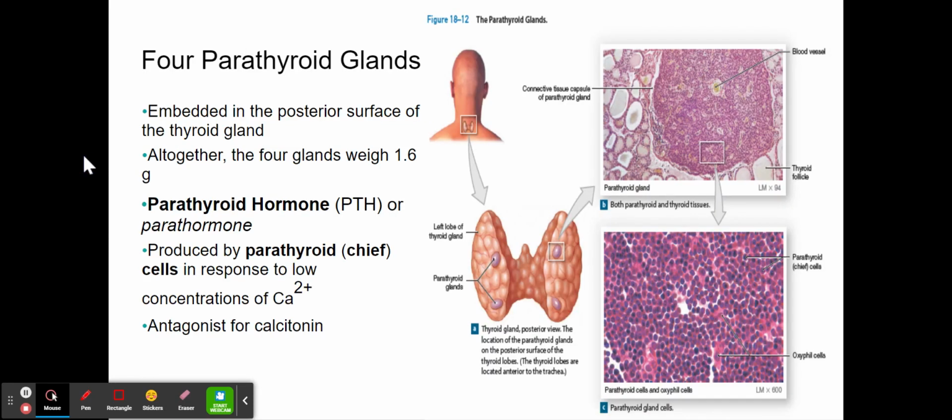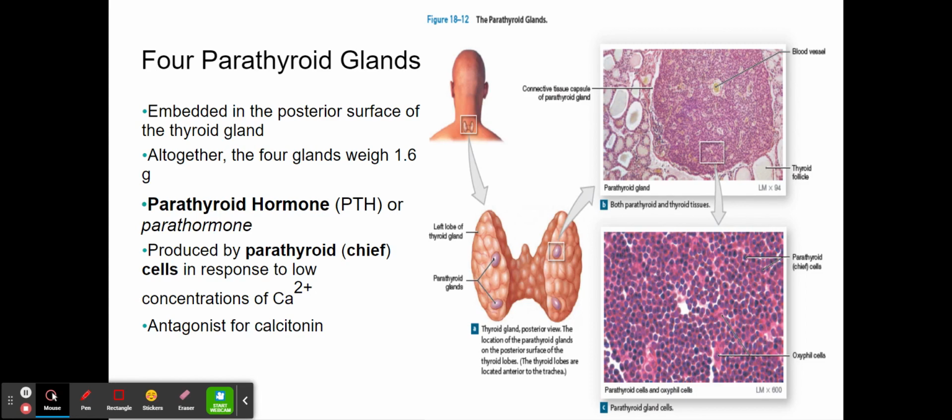The four parathyroid glands, which are embedded in the posterior surface of the thyroid gland, secrete parathyroid hormone in order to elevate blood calcium levels. There are normally two pairs of parathyroid glands embedded in the posterior surface of the thyroid gland. A dense capsule surrounding each parathyroid gland separates it from the cells of the thyroid gland. Altogether, the four parathyroid glands weigh just a mere 1.6 grams or so in an adult.